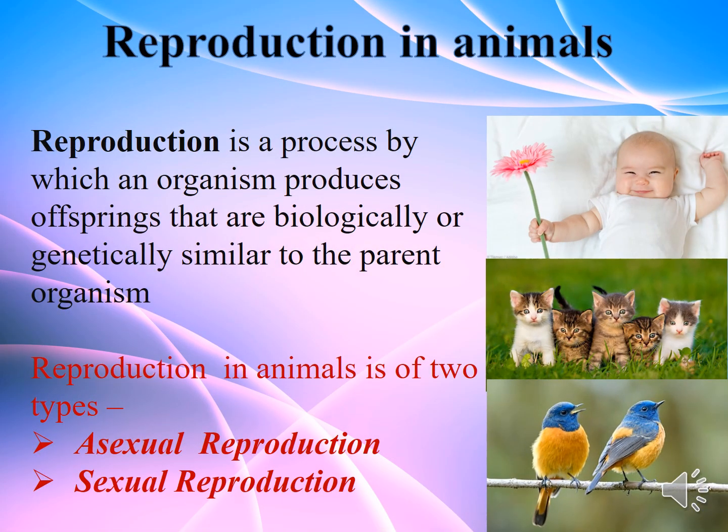You are very much familiar with this term, reproduction. You have learned about reproduction in plants last year. What is reproduction? Yes, reproduction is a process by which an organism produces offsprings that are biologically or genetically similar to the parent organism. Like in plants, in animals also, there are two modes of reproduction: asexual reproduction and sexual reproduction.